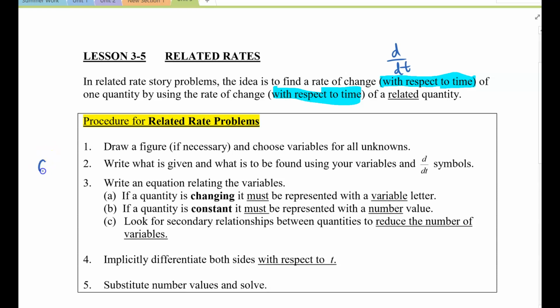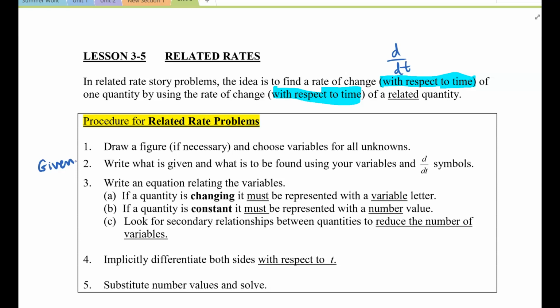So right here, step 2, given. What's given? That's always important, writing those down. Step 3, write an equation relating the variables. Number 3 is kind of your linchpin. This is where you connect everything.